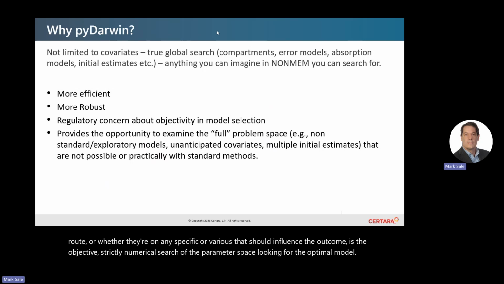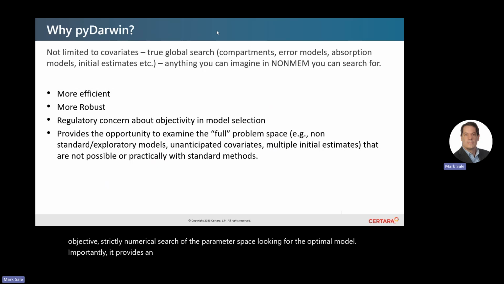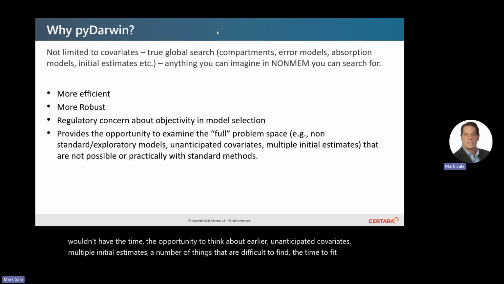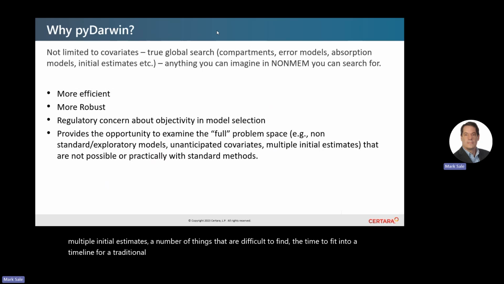Importantly, it provides an opportunity to really examine the full problem, things that you wouldn't have the opportunity to think about earlier, unanticipated covariates, multiple initial estimates, a number of things that are difficult to find the time to fit into a timeline for a traditional analysis. This will automatically search for them in a very efficient and robust way.